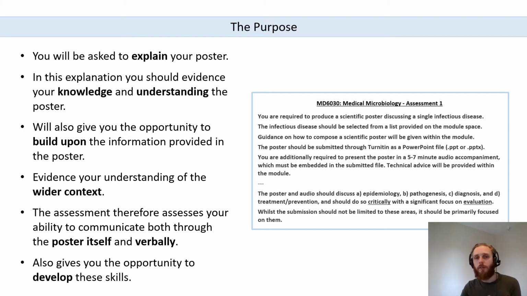And this is where the wider context comes in. So it's not enough to just understand the content of the poster. You need to communicate to us that you understand the wider context and you understand that the particular infectious disease you're talking about exists in the context of other things and of socioeconomic aspects, of other infectious diseases, of cultural elements and things like that. So again, we're assessing your ability to communicate these things verbally. We're also assessing your ability to communicate these things and things like them through the poster itself.